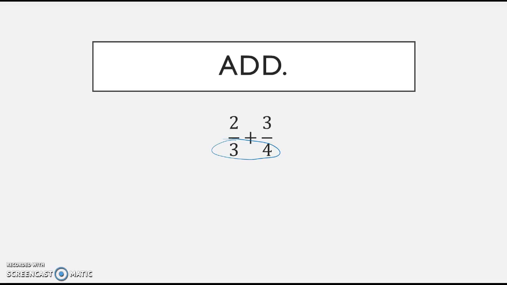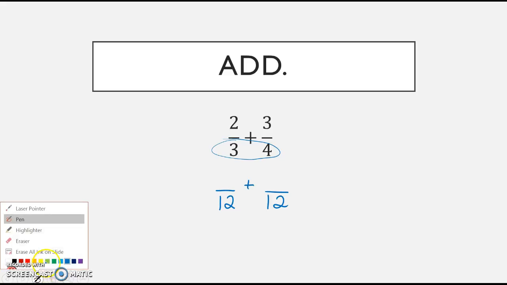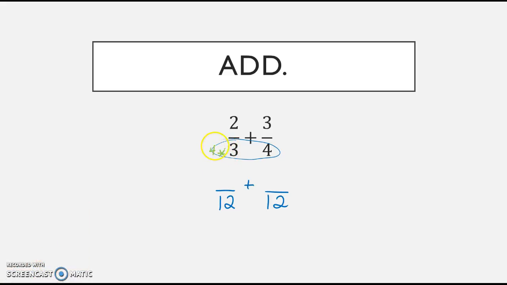It's most helpful when you have the least common denominator. Here, a common multiple of both 3 and 4 is 12, and that happens to be the least common multiple, which we would use as the least common denominator. In order to get from 3 to 12, we multiply by 4. So we have to do the same thing to the numerator. 4 times 2 gives us 8. And then to get from 4 to 12, we multiplied by 3. So again, we do the same thing to the numerator, and 3 times 3 is 9.